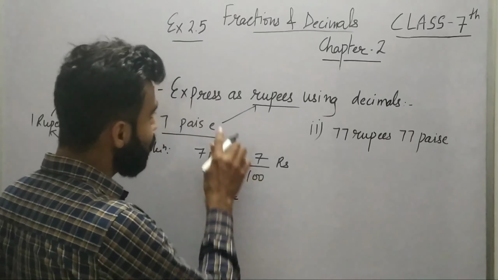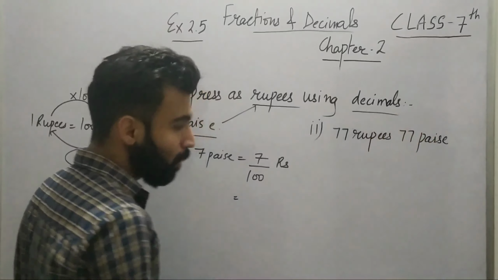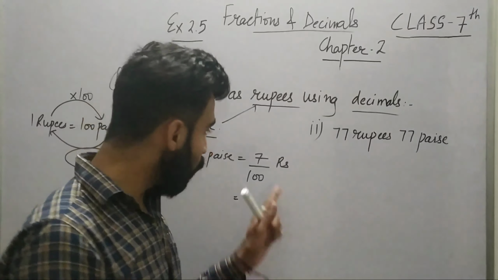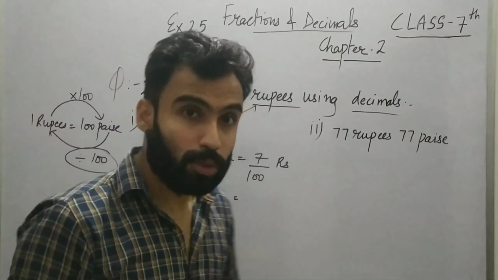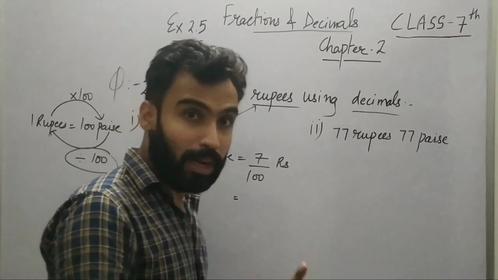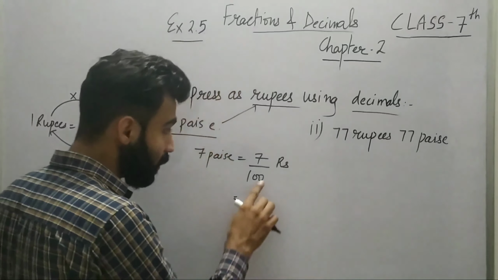Now you can see here we have to express it using decimal. So this is a fractional value. Now we have to convert it into decimal. So there is a trick here. So आपको easily बिना divide किए कैसे decimal में change करना है, तो ध्यान से देखिएगा.